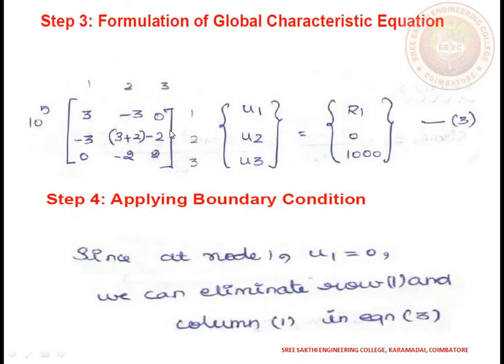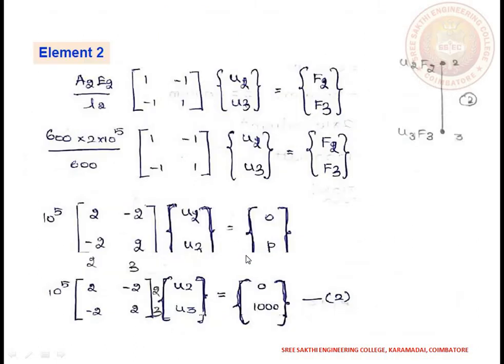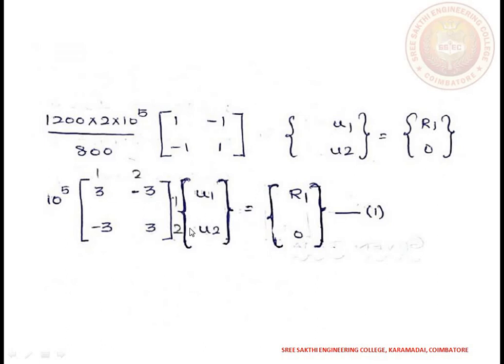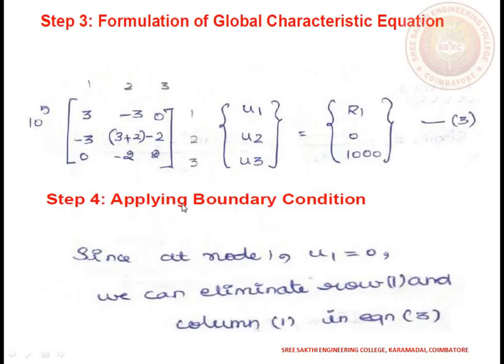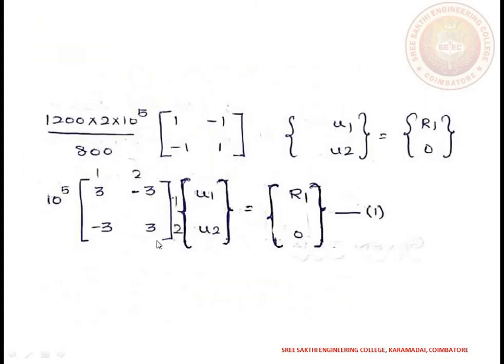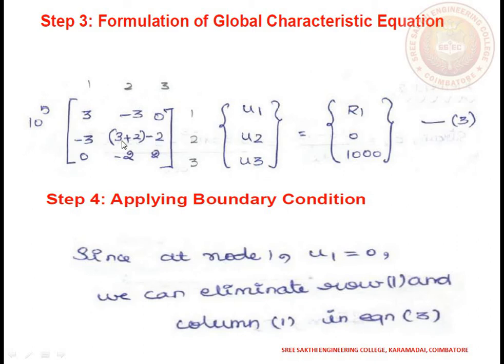Then 3 and 3 there is no term, so that is a 0. Then 1 and 2 is minus 3, and 2 and 2 is 3, so that is why I put it as 1 and 2 is minus 3 and 2 and 2 is 2, right? What is given? 2 and 2 is 3.